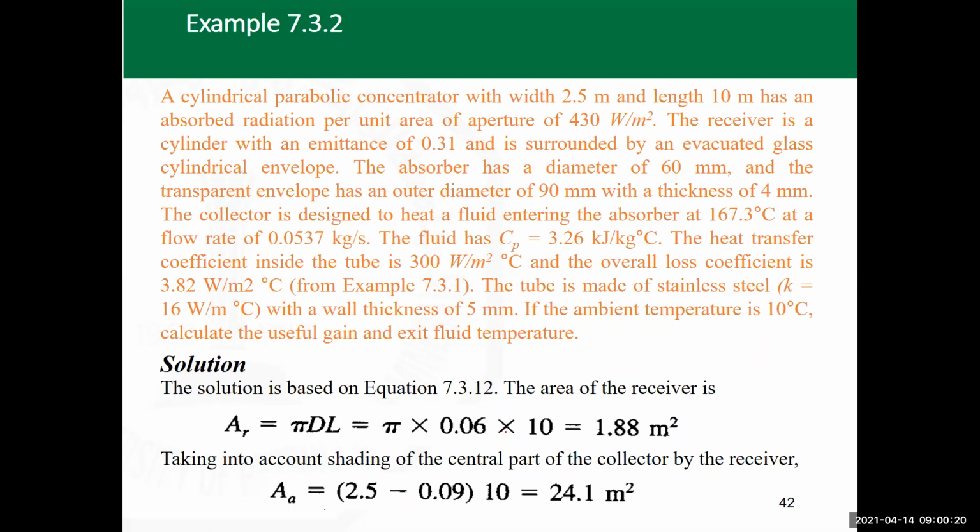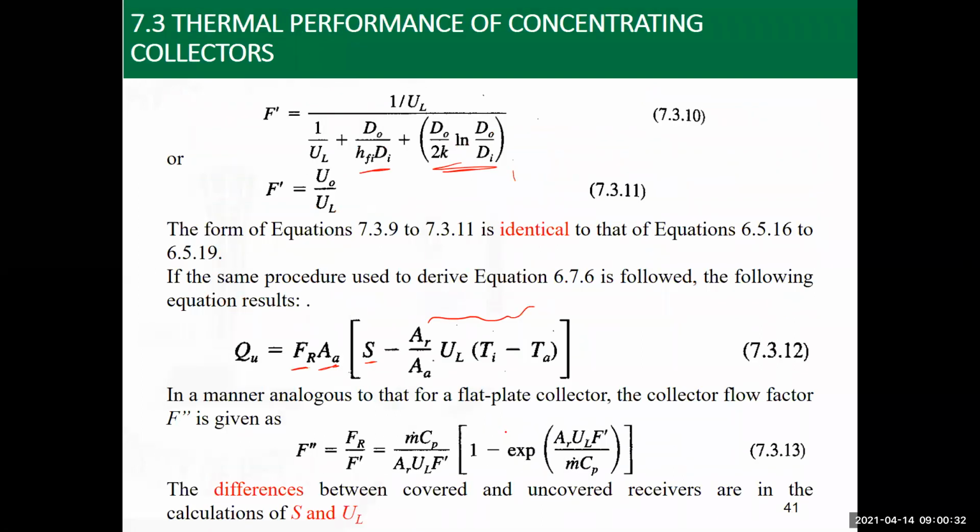So this is a typical or a direct substitution to the section that we were discussing a while ago. The solution is based on equation 7312. Equation 7312 is this, which means that this is the equation that we are going to rely on for the calculations of the useful energy. So we're going to look at what the missing terms are so that we can calculate.